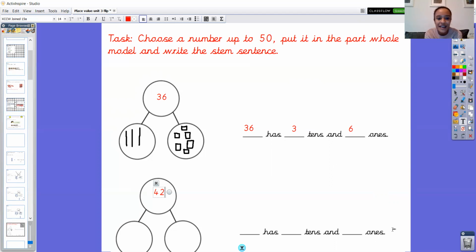I really look forward to seeing this one. This is one of my favourite maths topics to teach you all in year one. So I really hope that you enjoy doing it too.